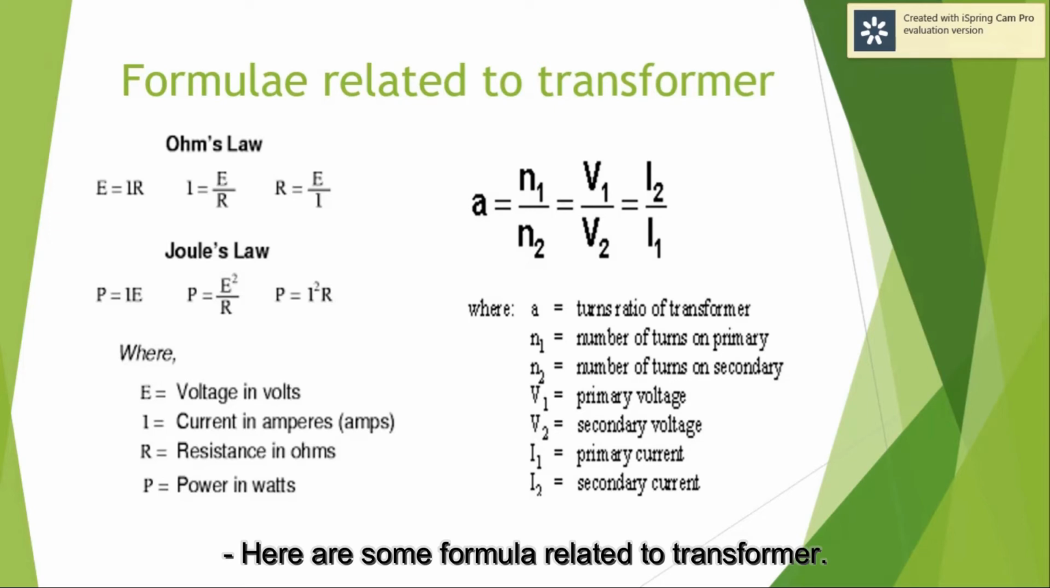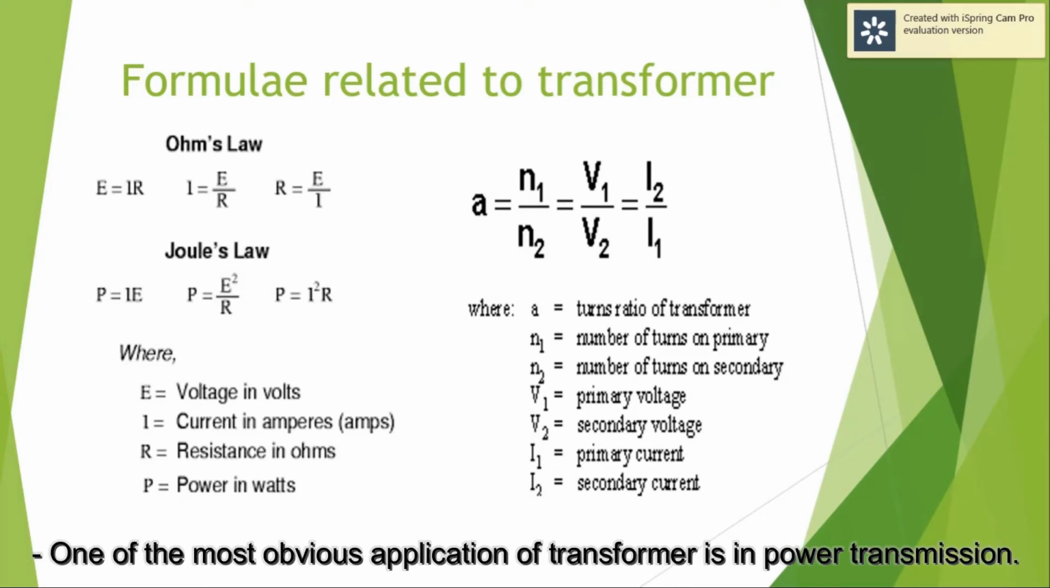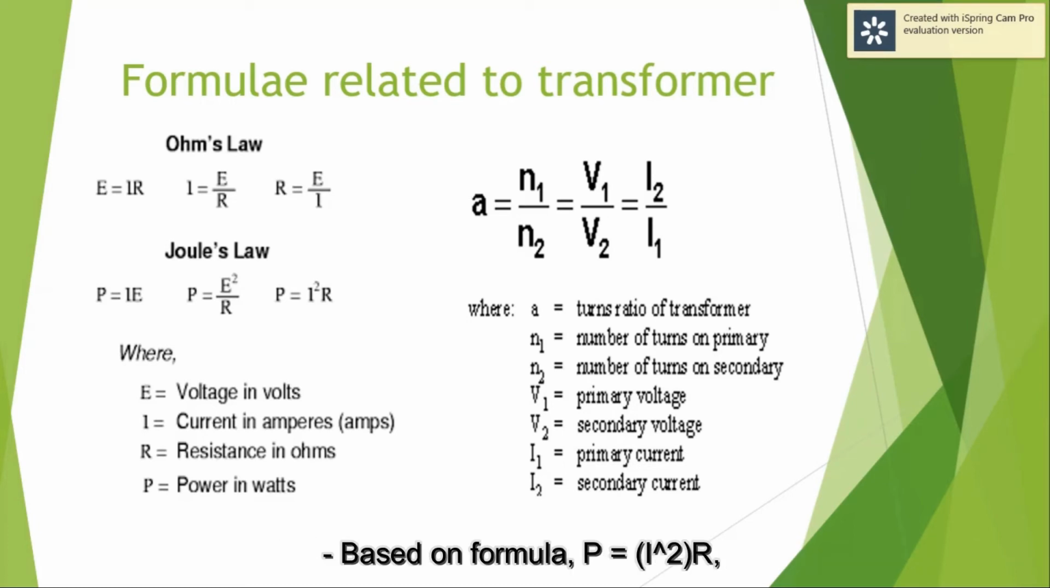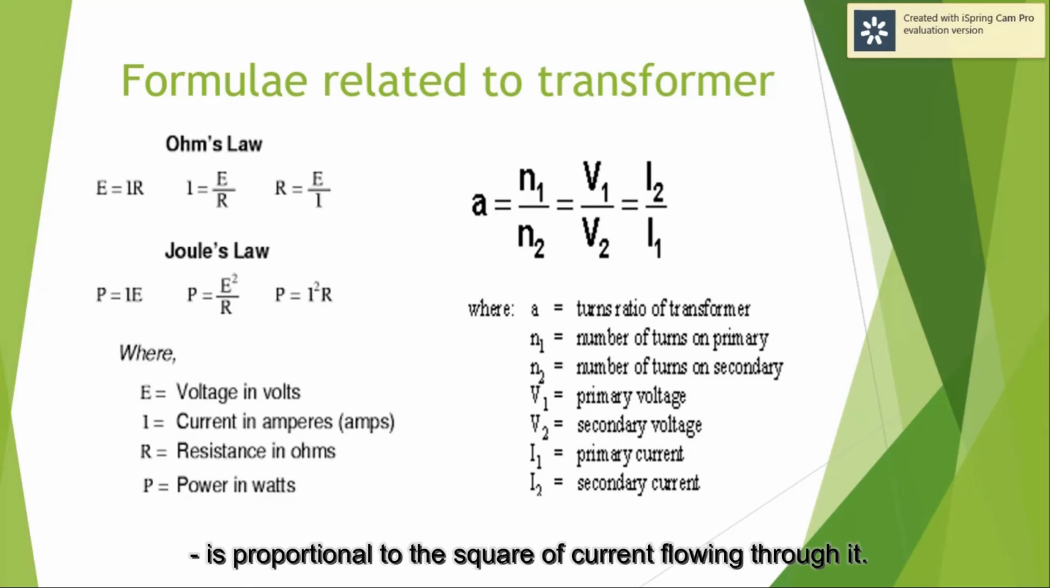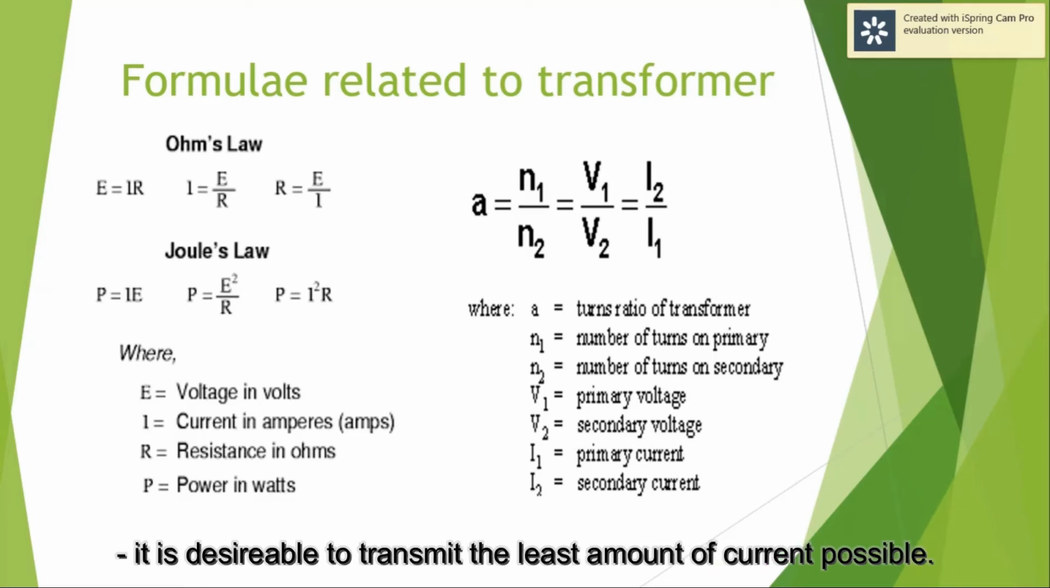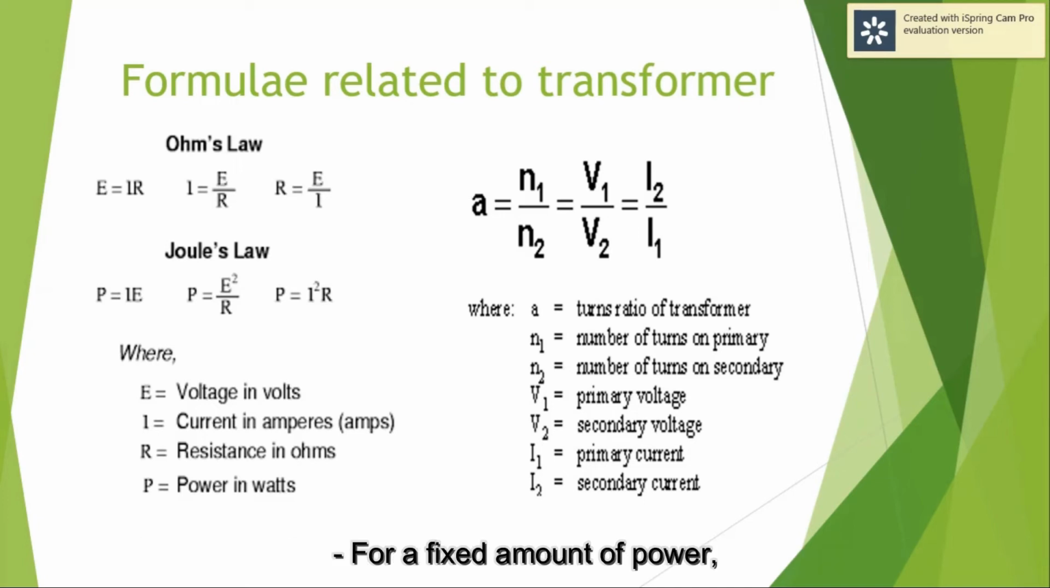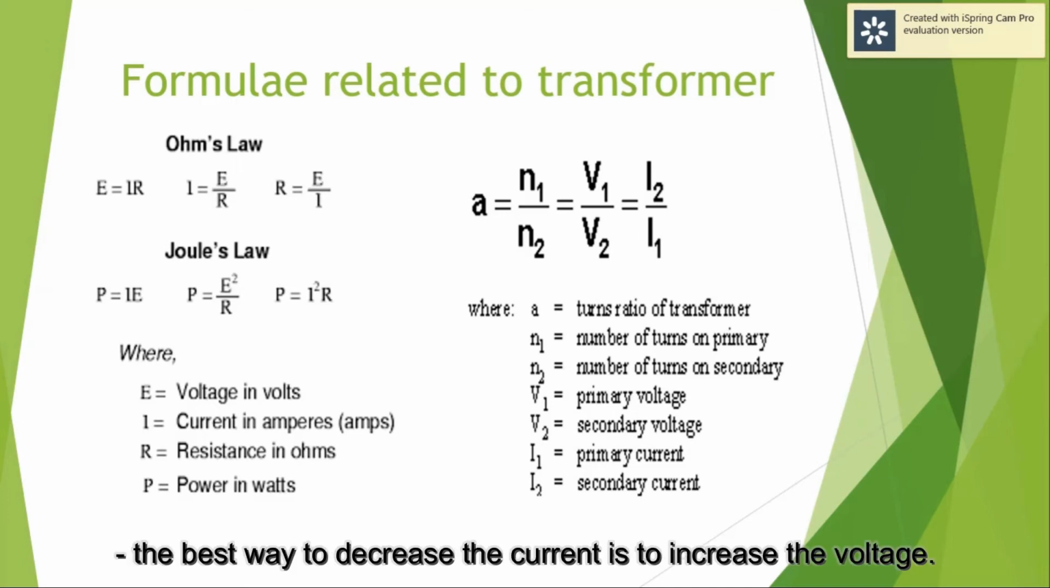Here are some formulas related to the transformer. One of the most obvious applications of transformers is in power transmission. Based on the formula P equals I squared R, the power consumed by a circuit element is proportional to the square of current flowing through it. In order to reduce power loss in a transmission line, it is desirable to transmit the least amount of current possible. For a fixed amount of power, the best way to decrease the current is to increase the voltage.